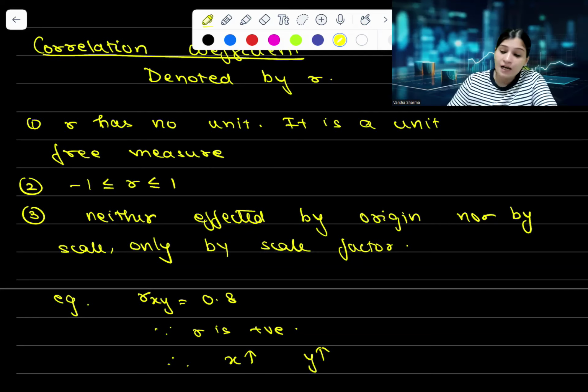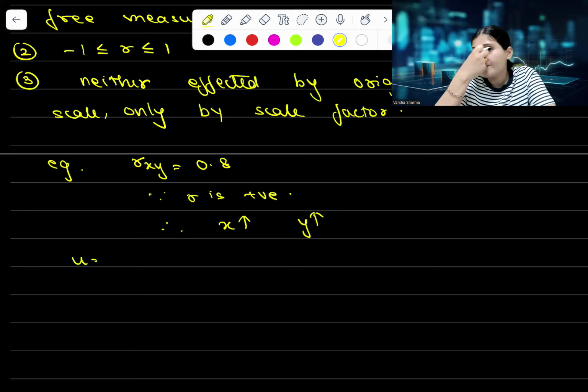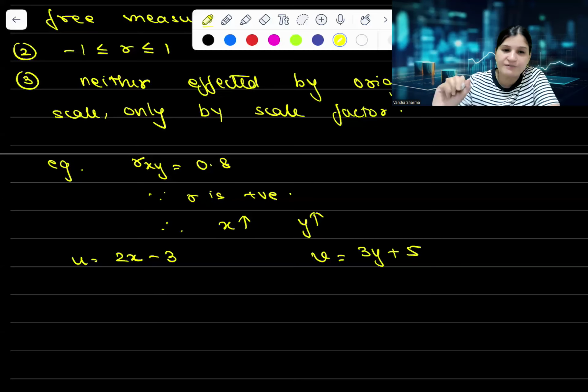Okay. Now, what I meant by origin and scale is, suppose in X, I'm changing to U. Earlier you had only one variable X, so you are changing it into Y. Y is equal to 2X plus 3, Y is equal to 3 minus X. Now there are two variables, X and Y. X will also be changed to something. Y will also change to something. Suppose X is multiplied by 2 and subtracted by 3, and Y is multiplied by 3 and added by 5.